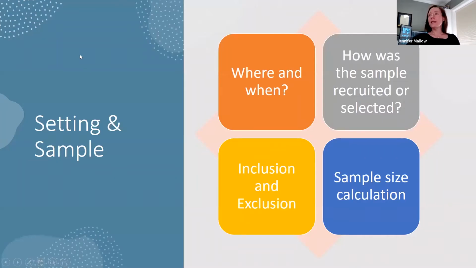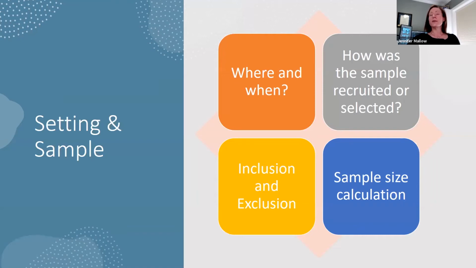Explain when and where the study was conducted. For example, the study was conducted within the West Virginia Clinical and Translational Science Institute Design Studio, and participants were in the state of West Virginia in the spring of 2021. So you want to be as specific as possible.